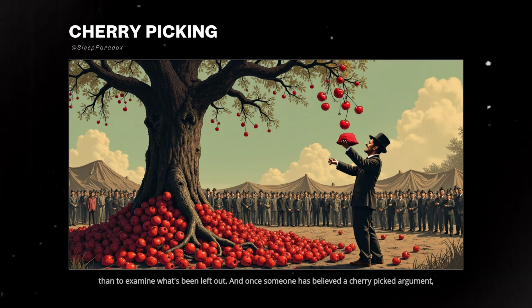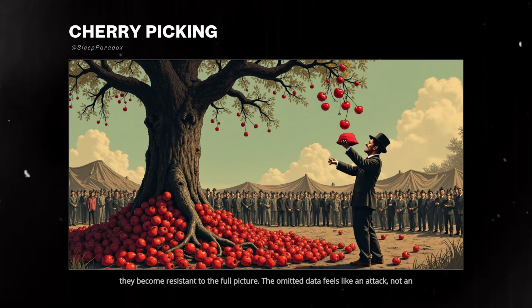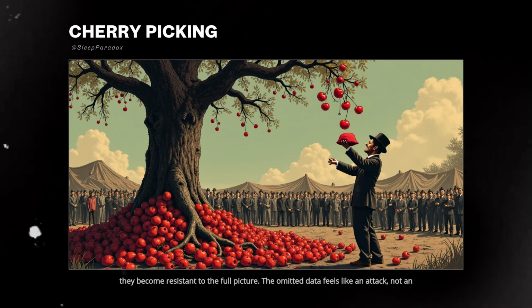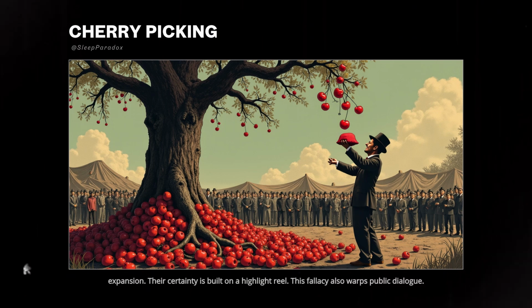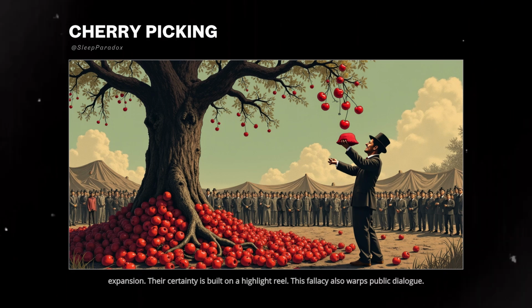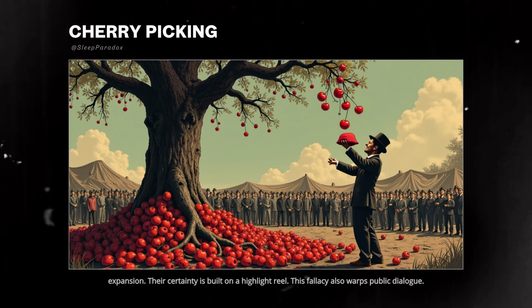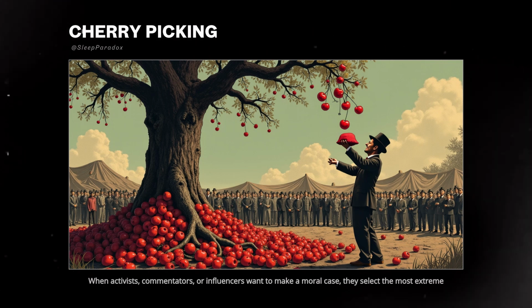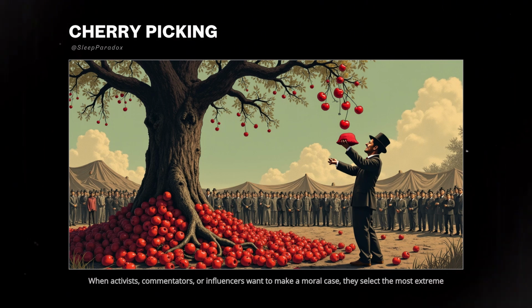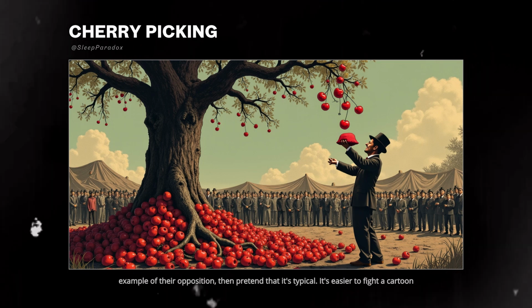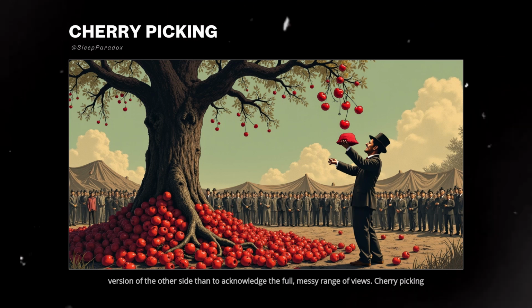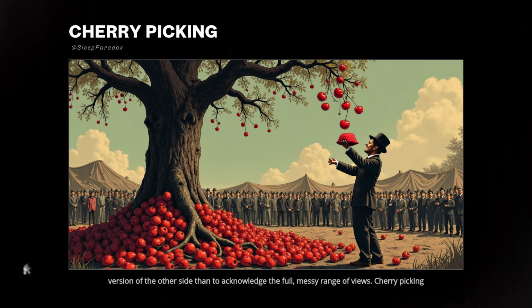And once someone has believed a cherry-picked argument, they become resistant to the full picture. The omitted data feels like an attack, not an expansion. Their certainty is built on a highlight reel. This fallacy also warps public dialogue. When activists, commentators, or influencers want to make a moral case, they select the most extreme example of their opposition, then pretend that it's typical. It's easier to fight a cartoon version of the other side than to acknowledge the full, messy range of views.